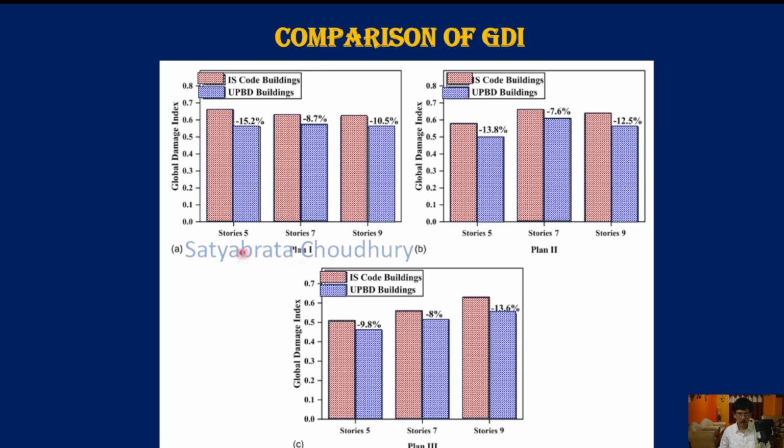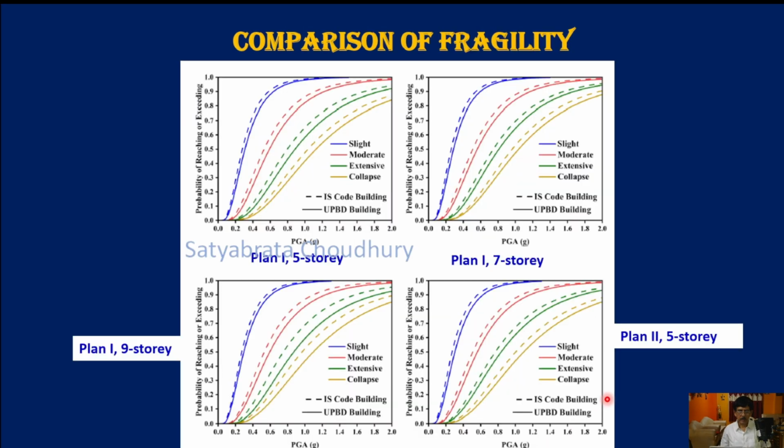And we have considered plan 1, plan 2 and plan 3, with 5 story, 7 story, and 9 story buildings here. Then let us compare the fragility. We have discussed earlier what fragility is: for any particular PGA value, what is the corresponding probability of exceedance of a certain state of damage in the system.